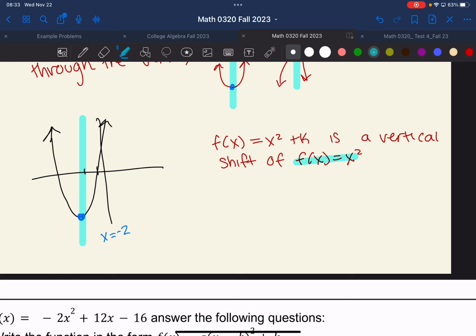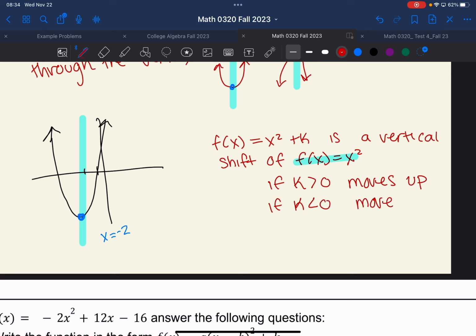Okay. And that's all it says in the rest of that box. So if k is positive, it moves up. If k is negative, it moves down. So I'm going to write that here. If k is greater than 0, moves up. If k is less than 0, moves down. Okay, and that's the important information from that box.